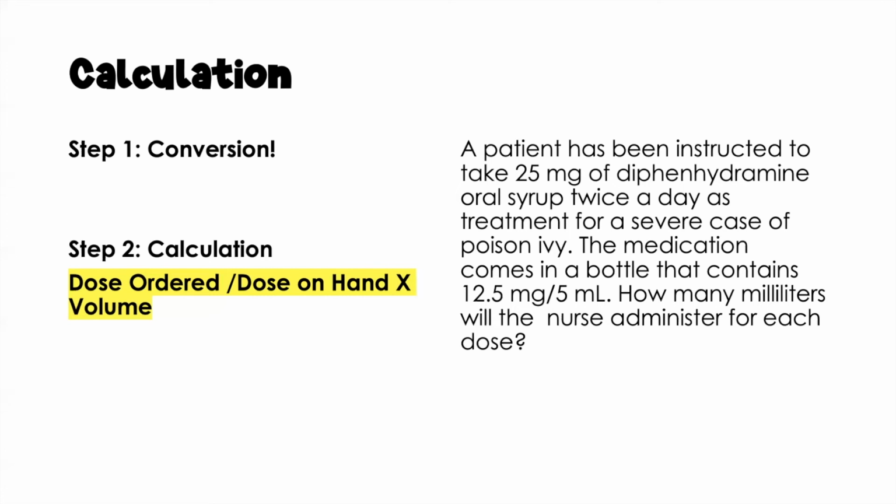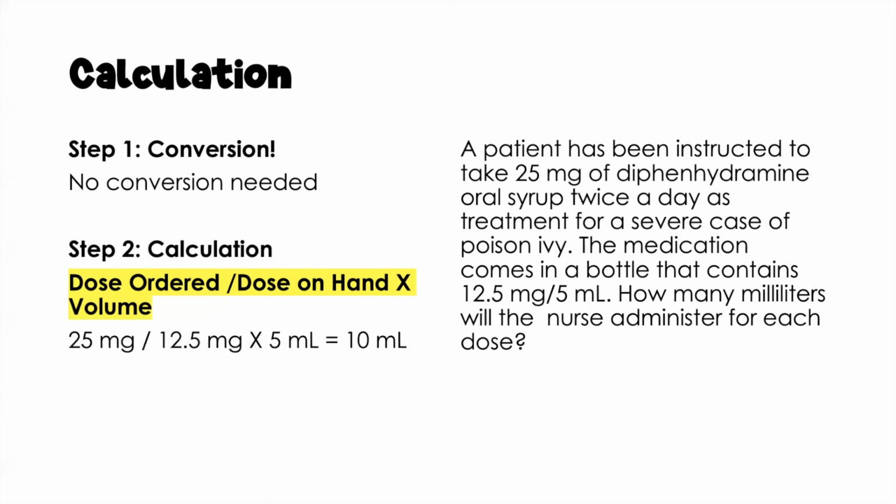Okay, so this one does not need a conversion. Your order is in milligrams, your medication is in milligrams, no conversion needed. If you're doing formula math, it's going to be 25 milligrams divided by 12.5 milligrams times 5 milliliters, and that is going to equal 10 milliliters is the dose that you will administer.